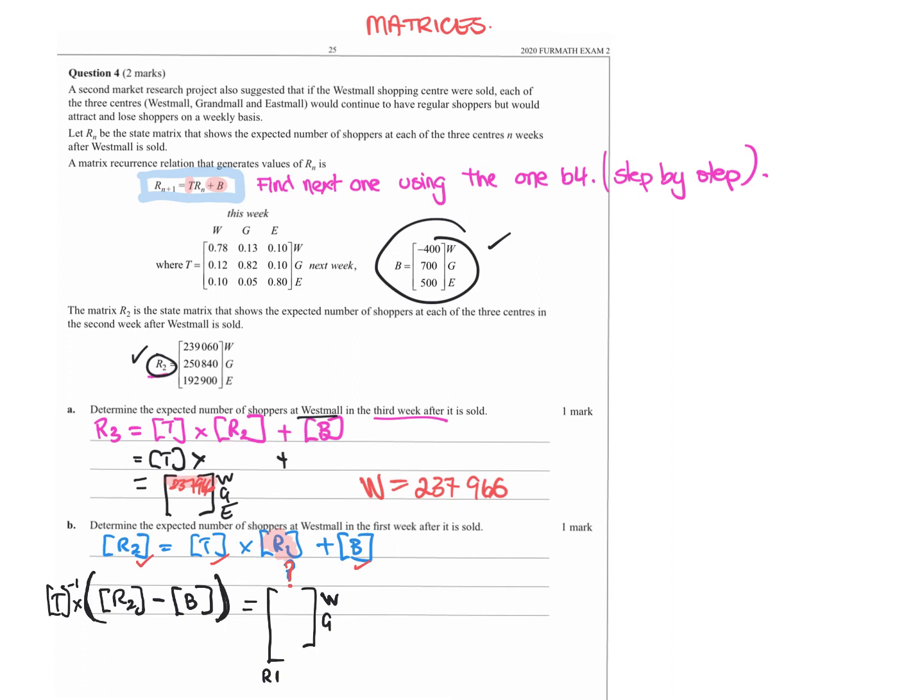Okay, so we'll go backwards and we'll do that on the calc, and we get 241. So Westmore in the first week was 241,000. Okay, and that's the answer to that.